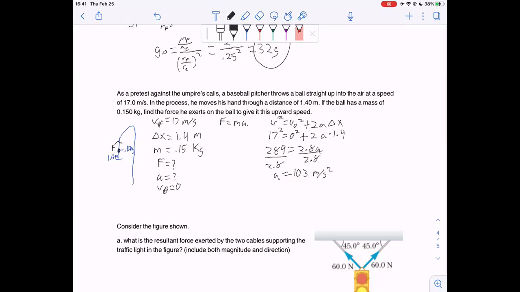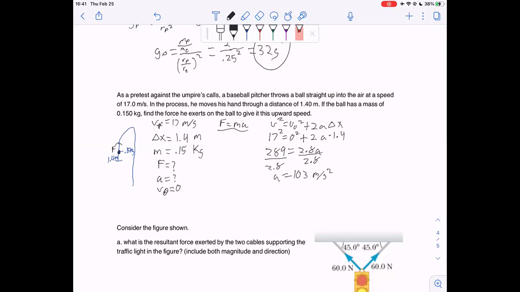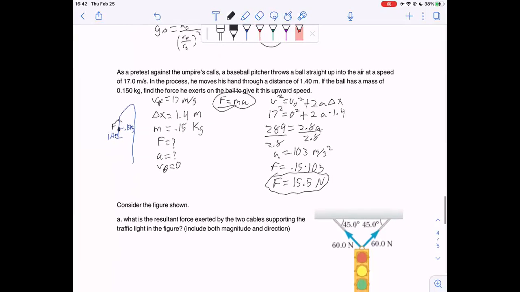So now that we have our acceleration, we can find the force applied to the ball. So you just simply plug into the equation right here. Force is equal to 0.15 times 103, giving you what for force? Sig figs? 15.5 newtons. Any questions?